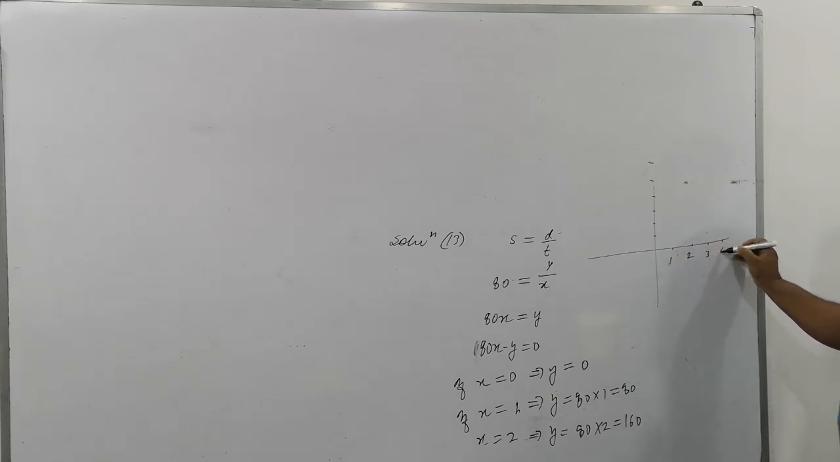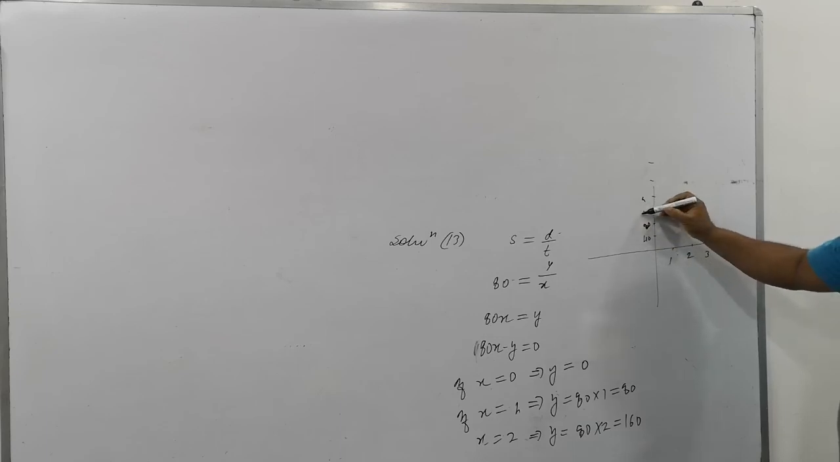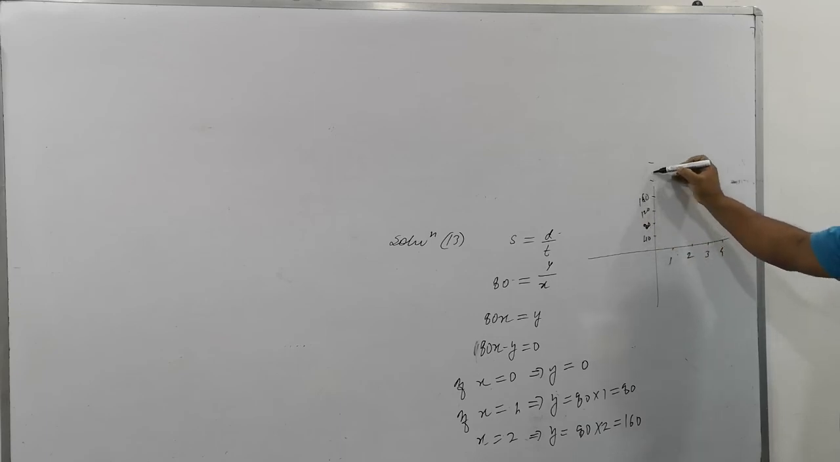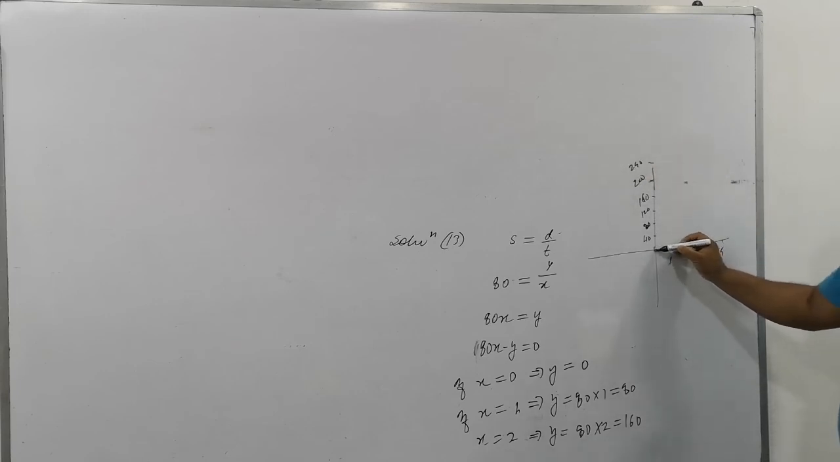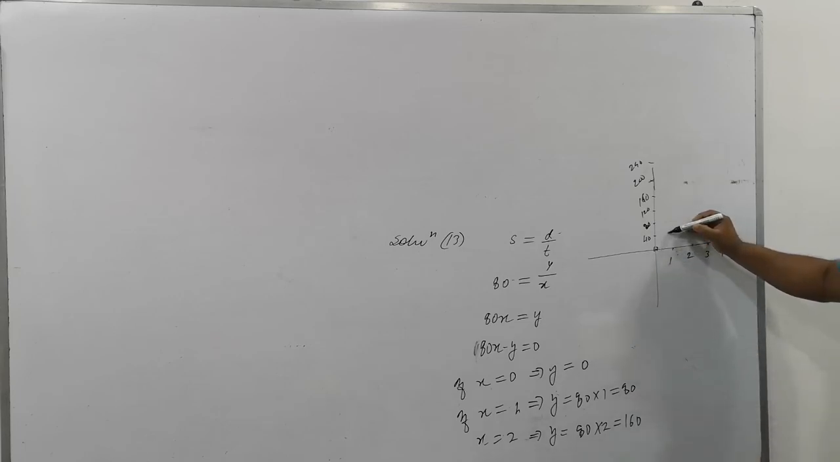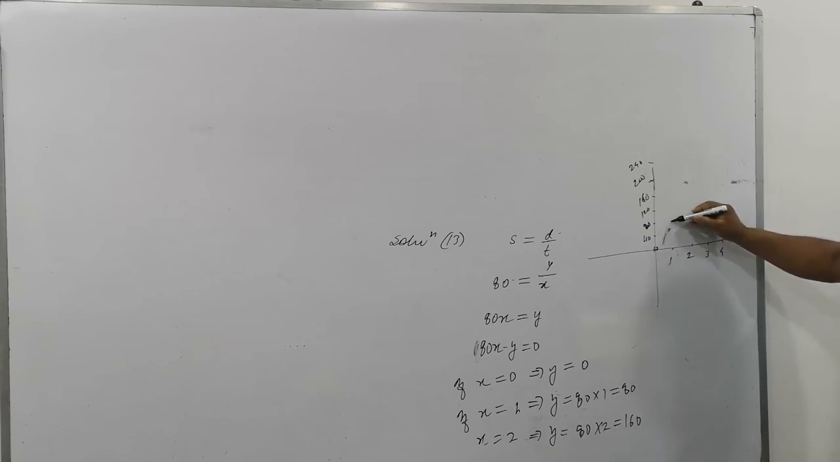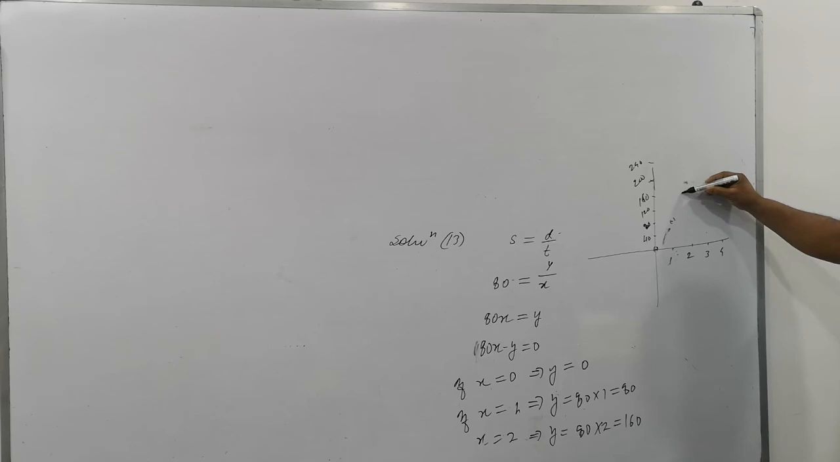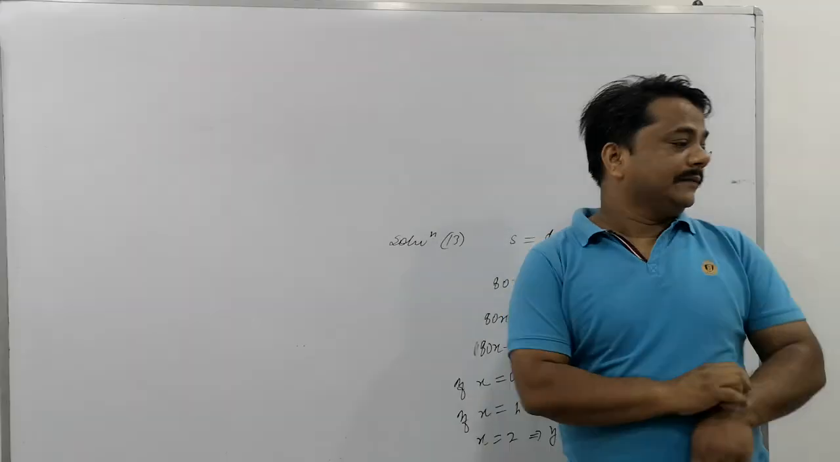On the y-axis take 40, 80, 120, 160, 200, 240. So the first point is at 0, then 80, and at 2 hours 160 is coming. Now joining these points, draw a straight line. A straight line will come. This is the graphical representation for this. Okay, you complete this.